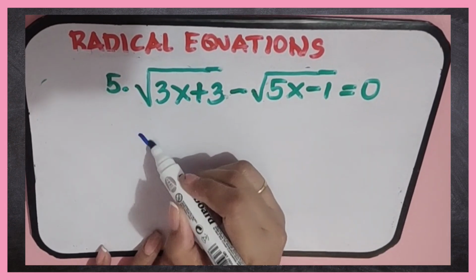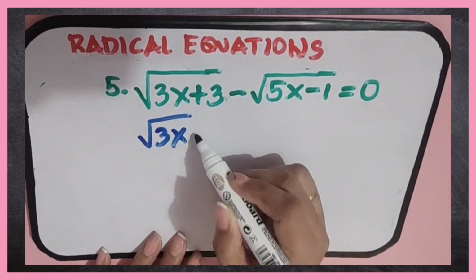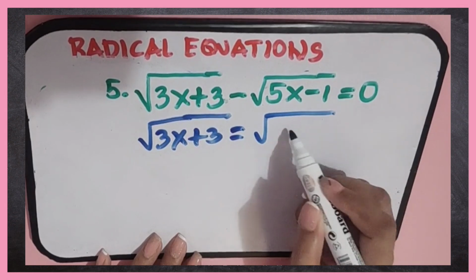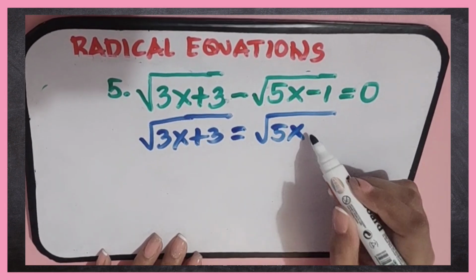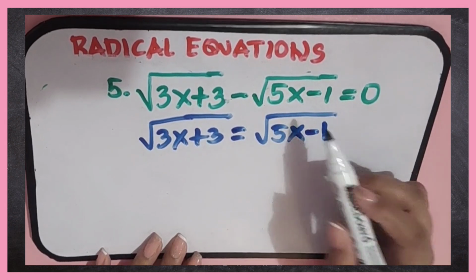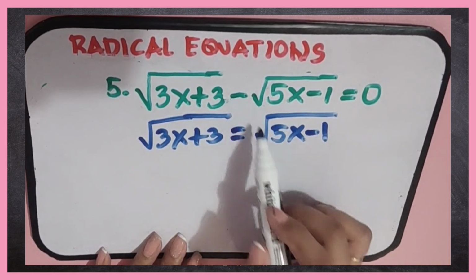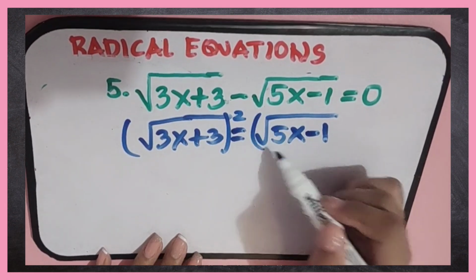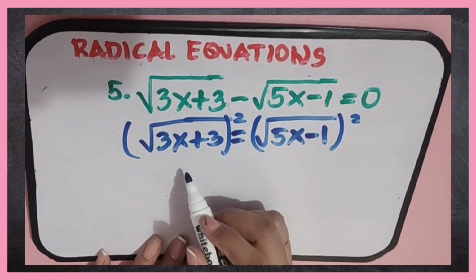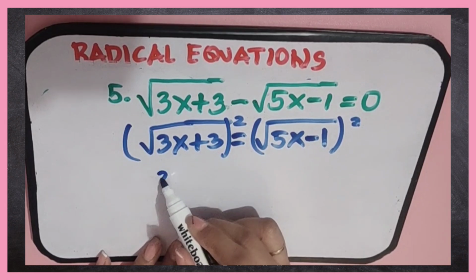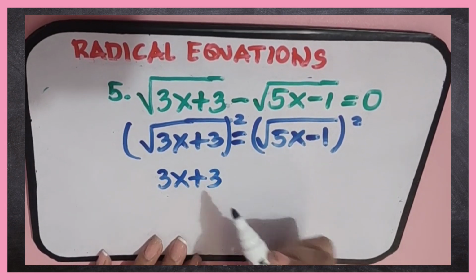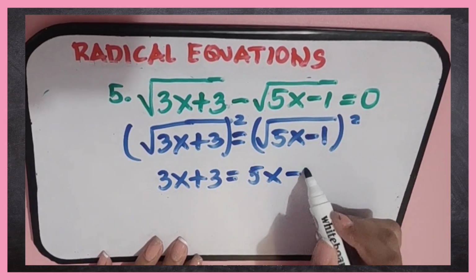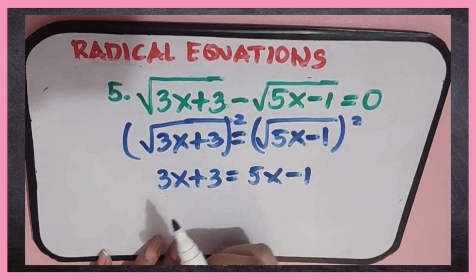So we have square root of 3x plus 3 equals square root of 5x minus 1. Okay, so the negative becomes positive. Then squaring both sides, we have 3x plus 3 equals 5x minus 1. Then all the variables must be on the left side.